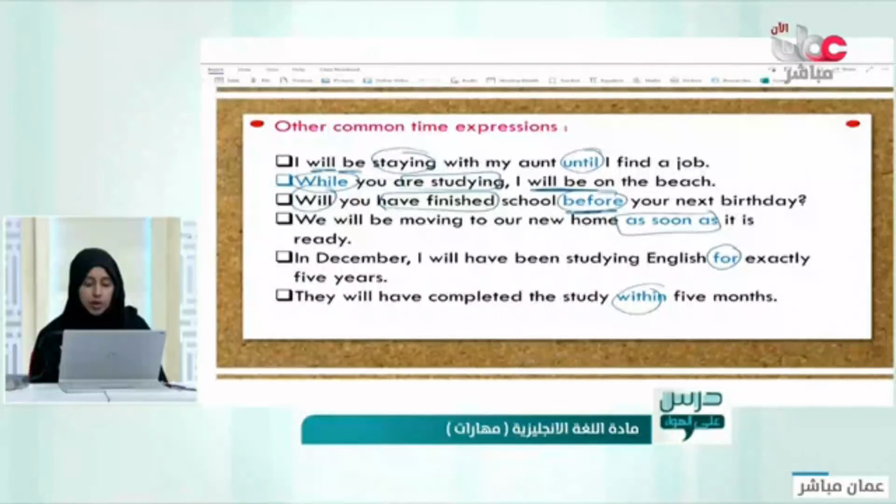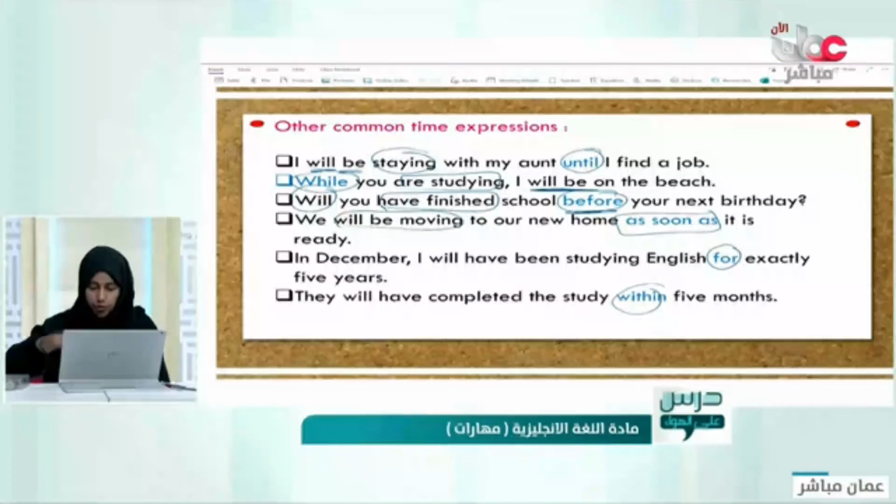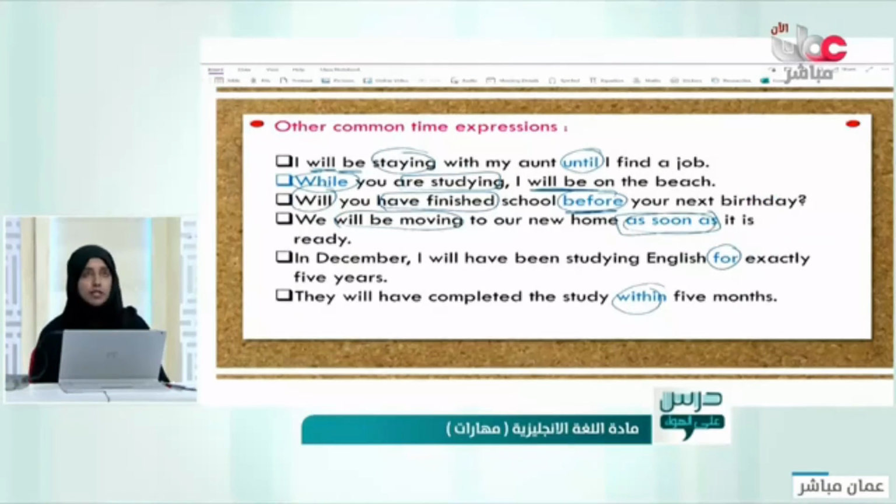We will be moving to our new homes as soon as it's ready. Again, we will be moving. We didn't move until today, so we are waiting. So something in progress, continuous. We'll be moving to our new home as soon as, it means in what? In the near future. Maybe 2 weeks, we can say, or 3 weeks, as soon as it's ready.